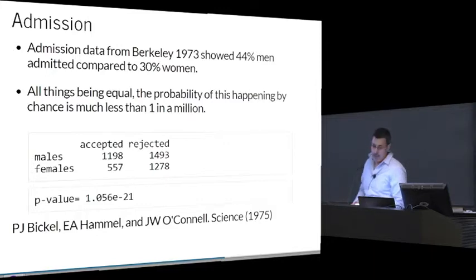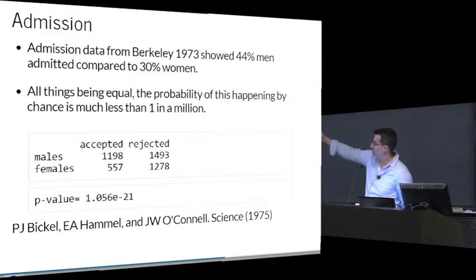So here's some data. This is all real data. None of this is made up. You can get the data and look at it yourself. So in 1973, in graduate admissions in Berkeley, 44% of the men were admitted compared to 30% of women. All right, there's a table. You can look at it for a little bit and see that it in fact is very concerning.